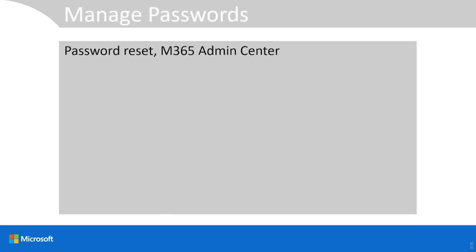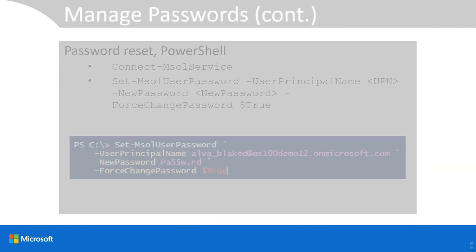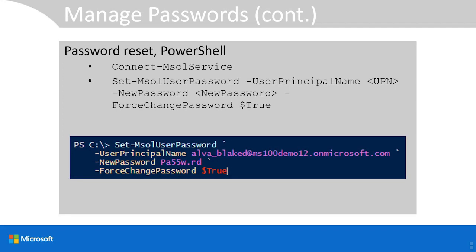Of course, managing passwords is one of the most common administrative operations, and Microsoft 365 and Azure AD provide a number of ways to do it. If you reset the user's password interactively via the Microsoft 365 Admin Center, you have the options of either generating a password automatically or using your own, requiring the user to change the password the first time they sign in, and having the initial sign-in information emailed to you. Of course, you can also reset a user's password via PowerShell using the Set-MsolUserPassword commandlet. Here, you can specify the new password and whether or not the user will be required to change it the first time they sign on.